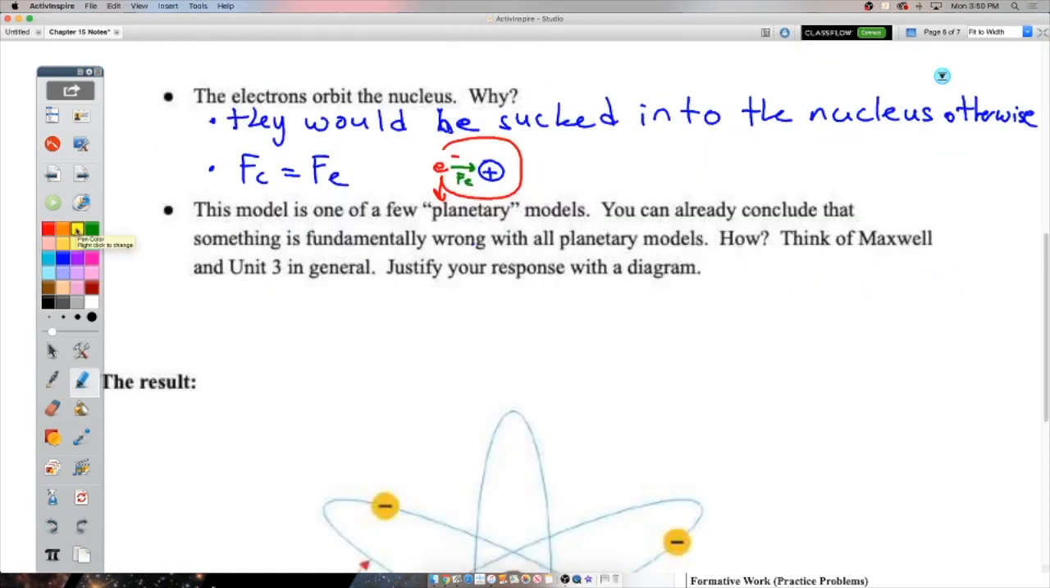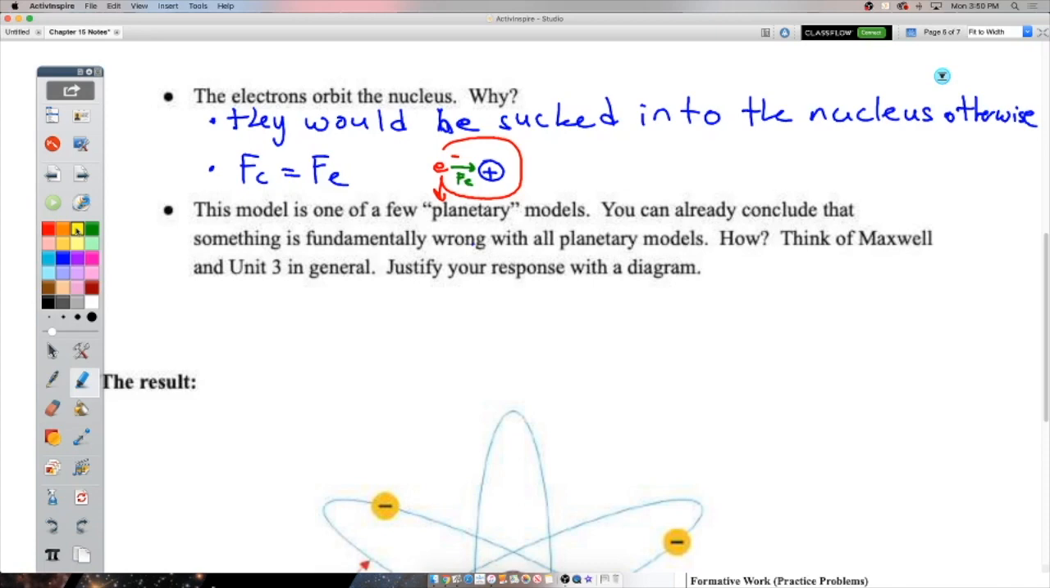Okay, so this model is one of a few planetary models, actually, but you technically already know enough about physics to understand that there is something fundamentally wrong with this. It cannot be right. Pause the video, try on your own, think about this. I want you to think about Maxwell, think about Unit 3 in general, think about what Planck told us, and see if you can come up with why, right from the get-go, there was a problem with this.